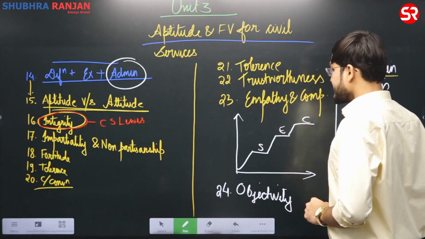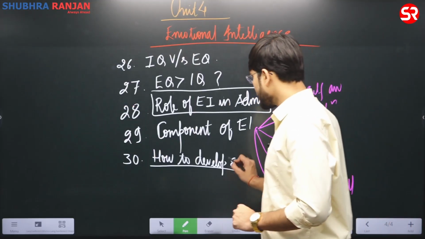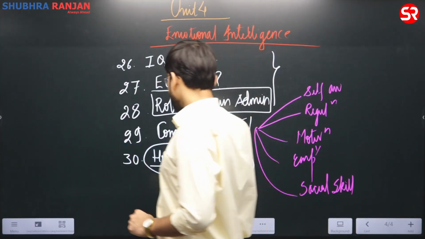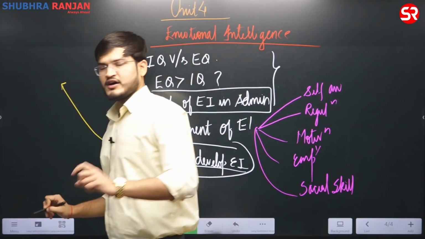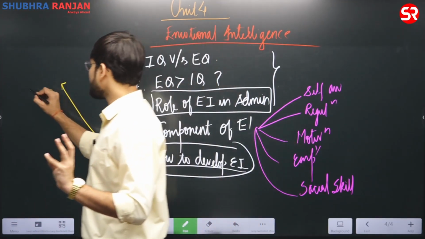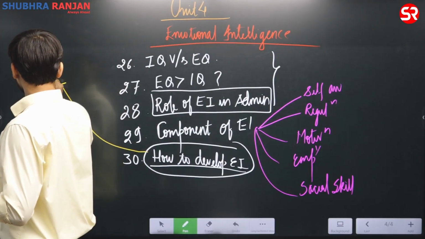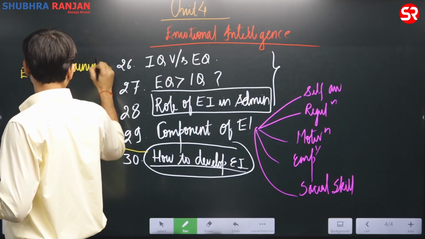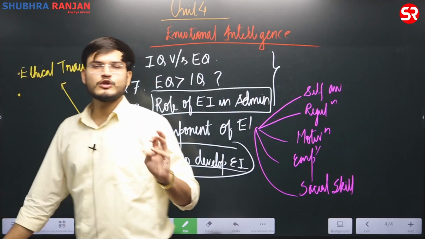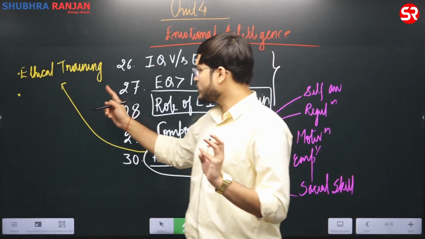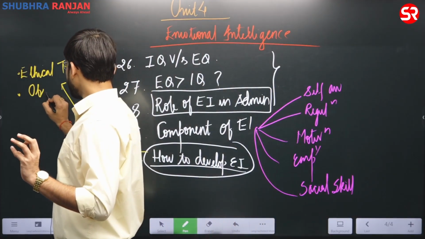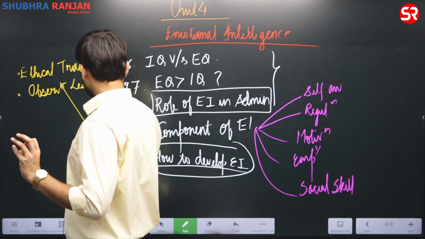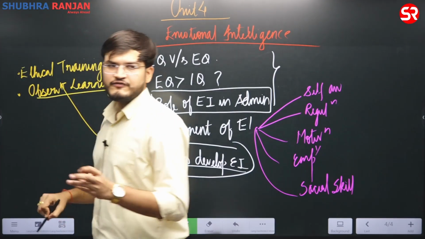And in the topic of unit number 4, for example how to develop EI, you will be taking the help of all of these frameworks. Trial and error here becomes ethical training. They can also ask questions, for example, you will be writing about observation learning, that you learn by observation. Yes, observation learning. You can give the example of various leaders.